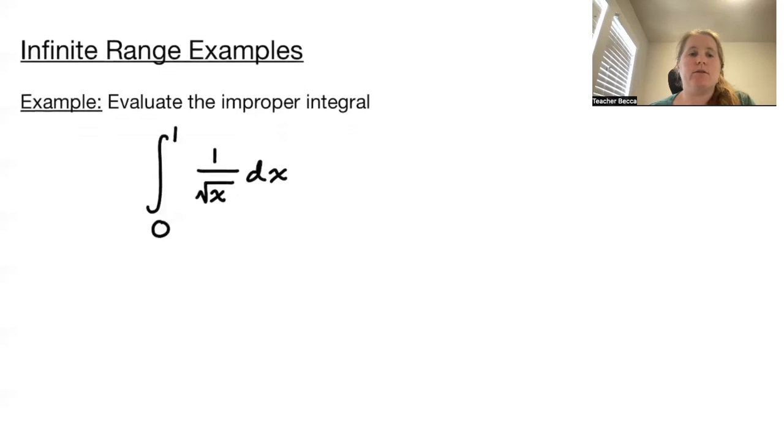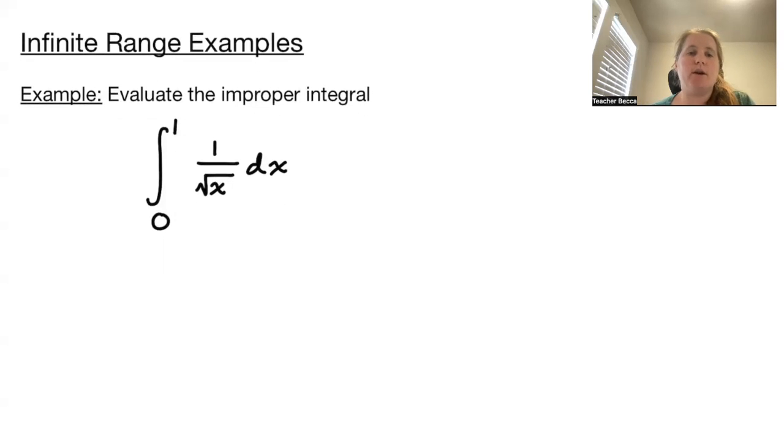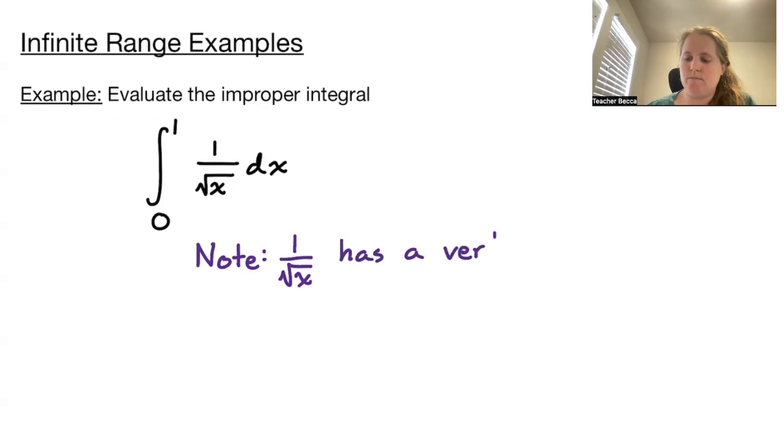So for our first example, let's go ahead and evaluate the improper integral, which is the definite integral from 0 to 1 of 1 over the square root of x dx. So just a quick note, 1 over square root x has a vertical asymptote at x equals 0.